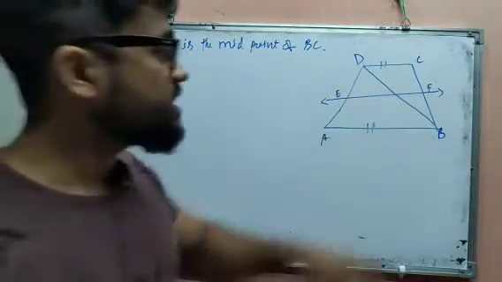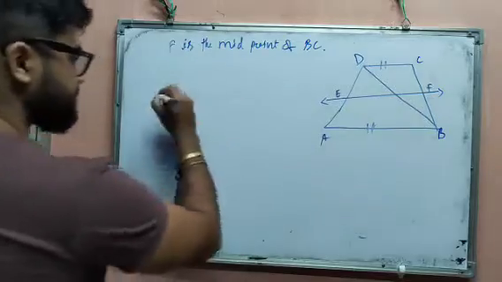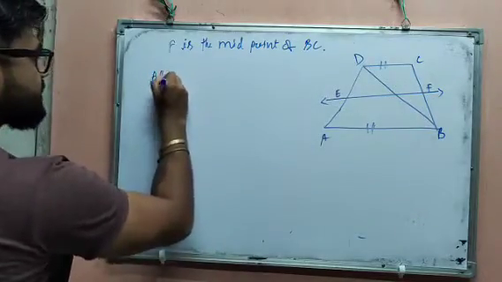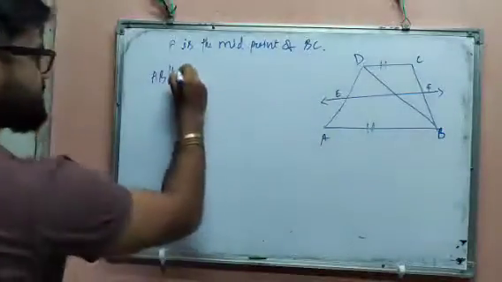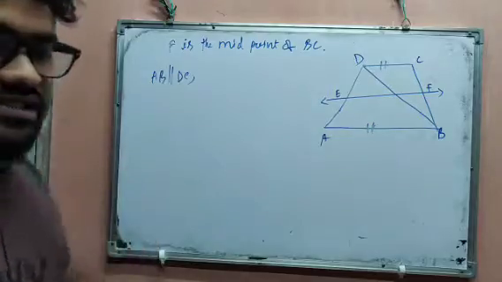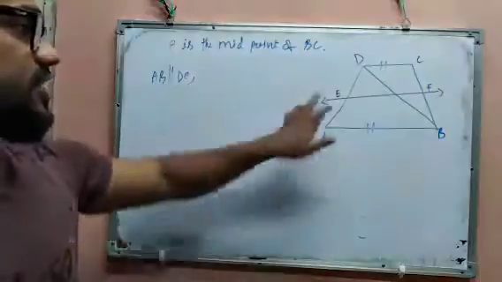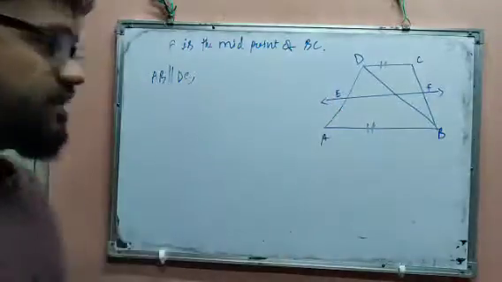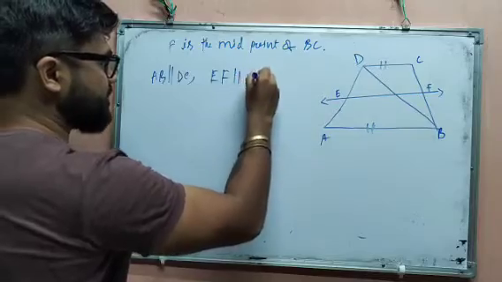We are asked to prove that F is also the midpoint of BC. Okay, so for that, see, AB is parallel to DC, given. Also it is said that EF, parallel to AB, intersects BC at F. So EF is also parallel to AB.